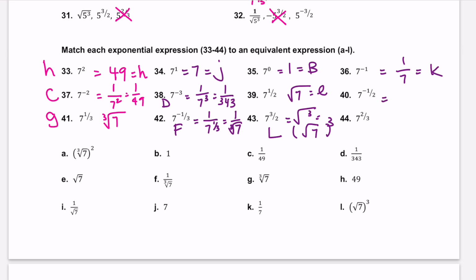7 to the negative 1/2 is going to be 1 over 7 to the 1/2, which equals 1 over the square root of 7. This is I. And 44, 7 to the 2/3. This is going to be the cubed root of 7 squared, or we could write it as the cube root of 7 squared. Both of those would work, but when we're looking, this is going to be A. So we're looking more for this first one.